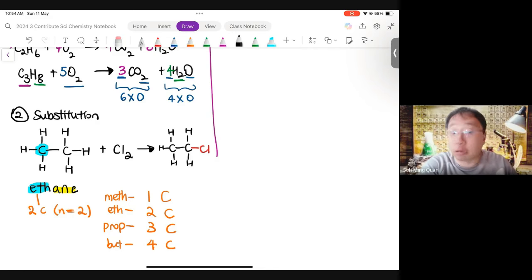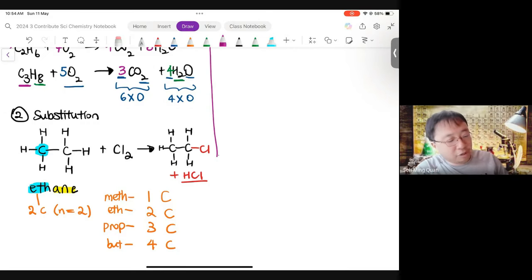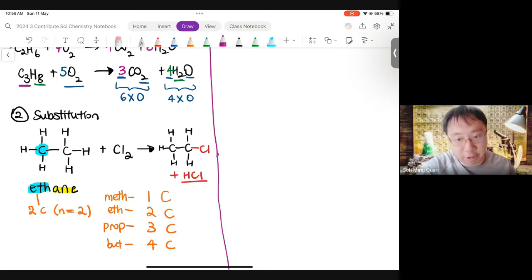But where did the H go to? Now, the H didn't disappear, obviously. It must have formed something else. And the something else that you must remember is HCl. It's not hydrogen gas, it's HCl gas. All right? There is no hydrogen produced. It's hydrogen chloride, HCl. Okay? So that is substitution in a nutshell.